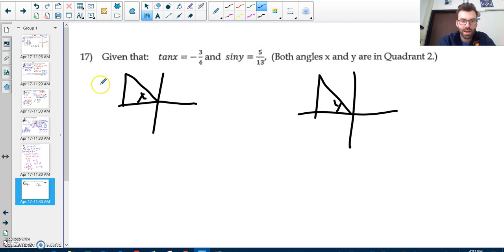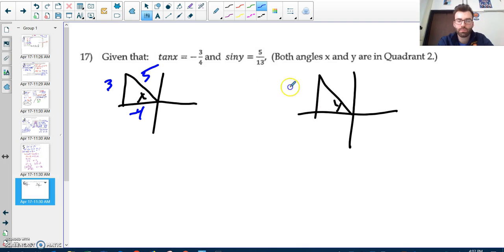Tangent is opposite over adjacent. Well, if we're thinking about this quadrant, what's negative over here? Y is not negative, my x is negative. This is a triple, 3, 4, 5.